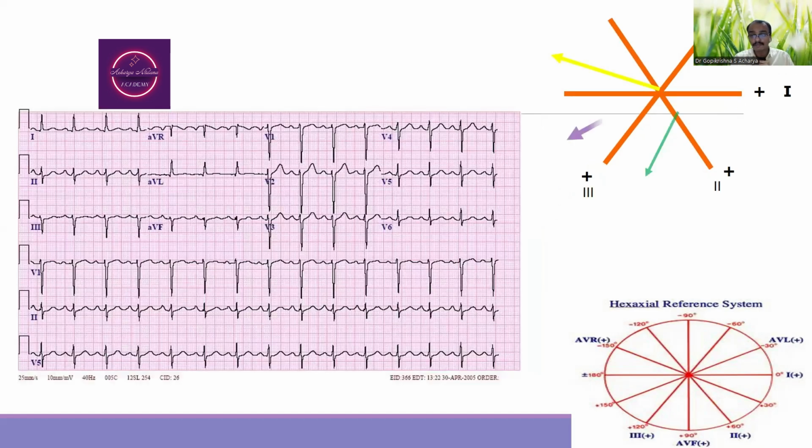In this particular example, see the electrical axis. It is again lead 2 that is having almost equiphasic deflection. That means the electrical axis will be perpendicular to lead 2. So the electrical axis of this particular example will be minus 30.